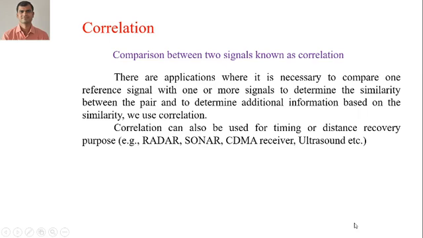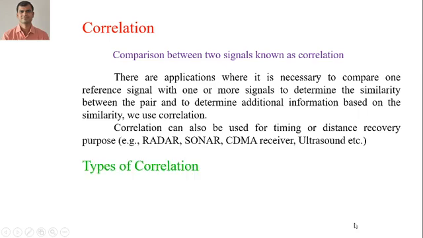In applications where we need to compare one signal with respect to another signal to determine the similarity between these signals, we can use correlation, or by relating these two signals we can get additional information. Correlation can be used for timing purposes and distance recovery. For example, we can use it in radar systems, sonar systems, CDMA receivers, and also in ultrasound systems.